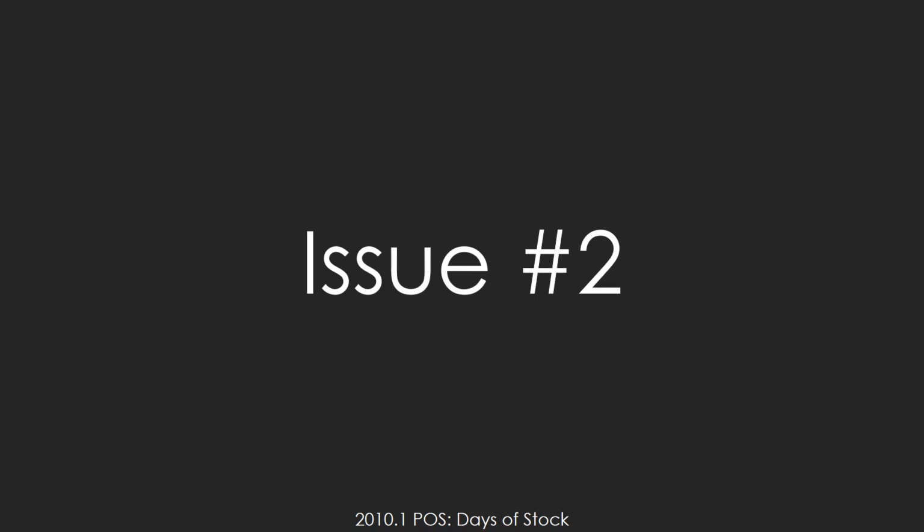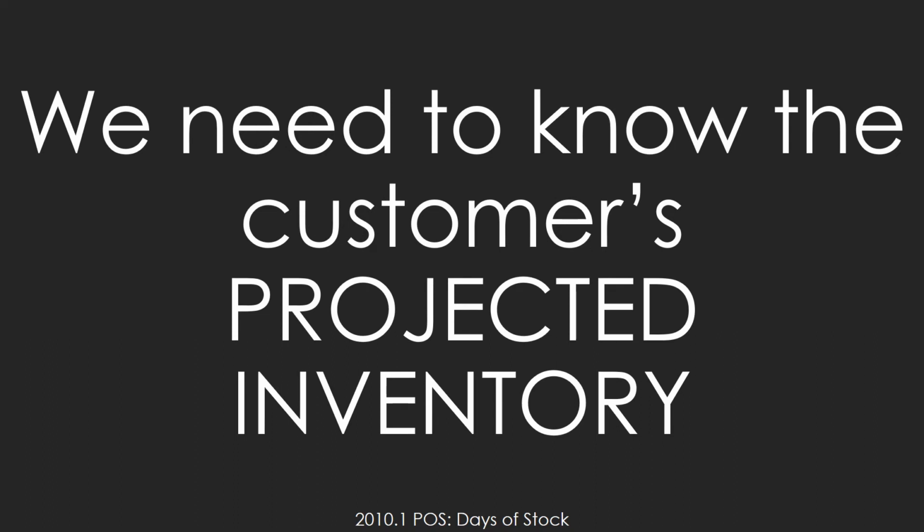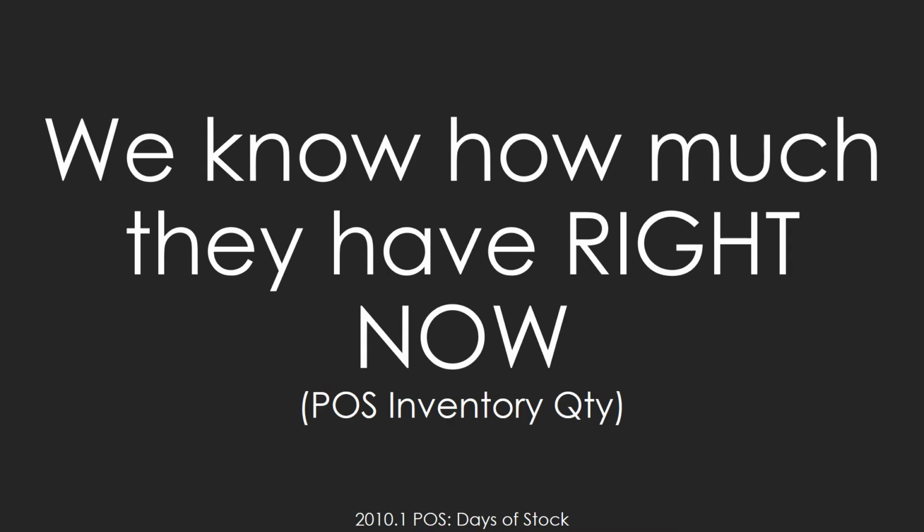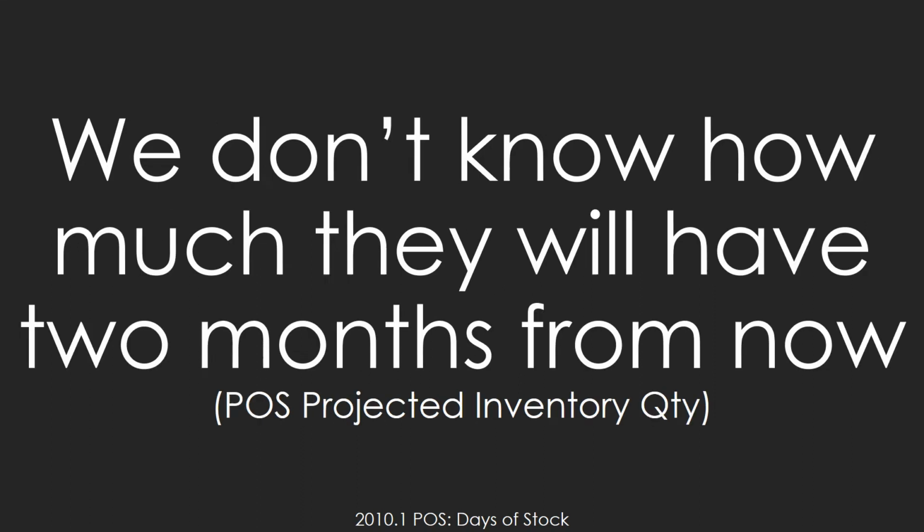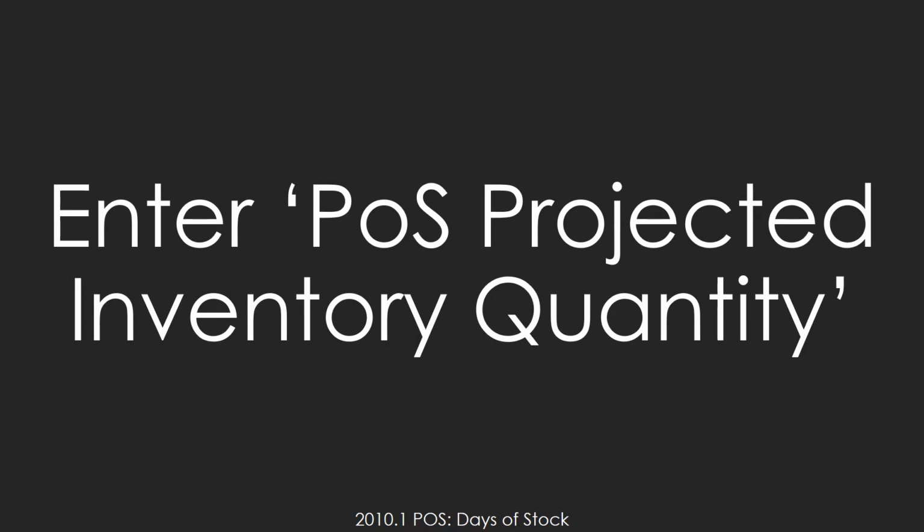Issue number 2. We need to know the customer's projected inventory. We know how much they have right now. That's the point of sale inventory quantity. We don't know how much they will have 2 months from now. Point of sale projected inventory quantity. Enter point of sale projected inventory quantity.